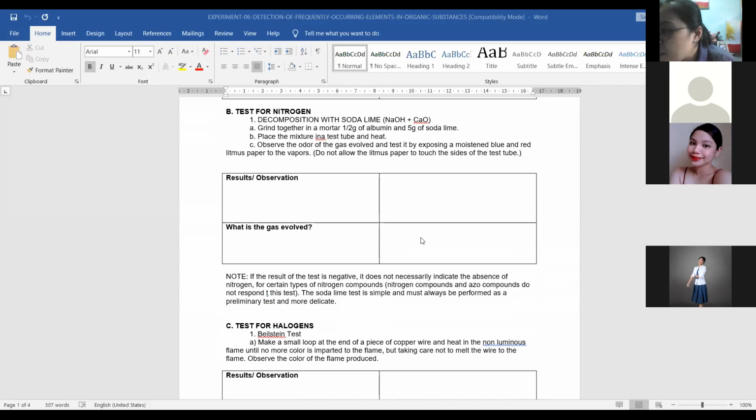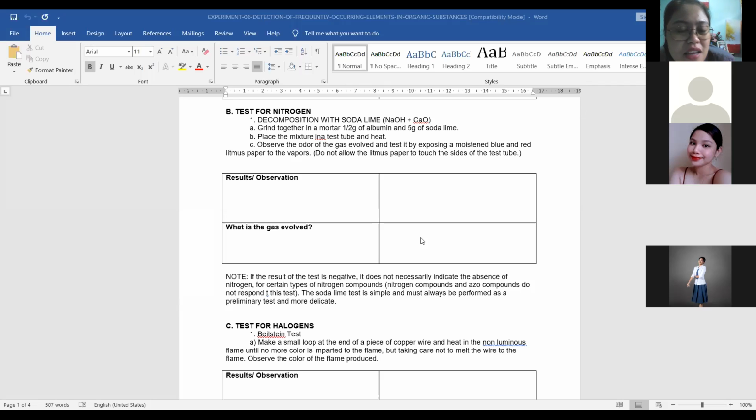So nitrogen is also a common element found in organic substances. So we also have a test for nitrogen. For this one, we use albumin. Albumin is a protein, found in our body, specifically in our blood. When we test it, the protein is made up of nitrogen and carbon, oxygen also, and hydrogen. So basically, when you test it for the presence of nitrogen, it will really turn out positive.